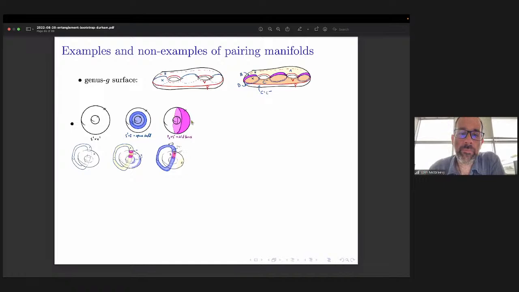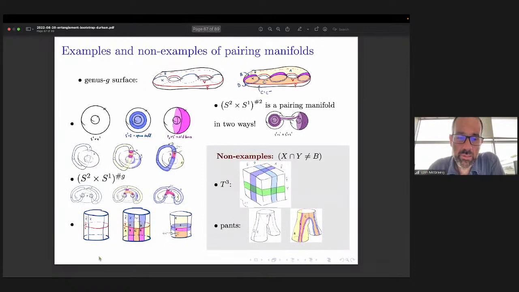Okay. Connected sums of S2 times S1 are also examples. The cylinder is an example. Some things are a pairing manifold in more than one way. Not everything is a pairing manifold. For example, T3 fails to be a pairing manifold because the natural ways of dividing it in half intersect in a solid torus rather than in a ball. A pair of pants is also not a pairing manifold for the same reason.